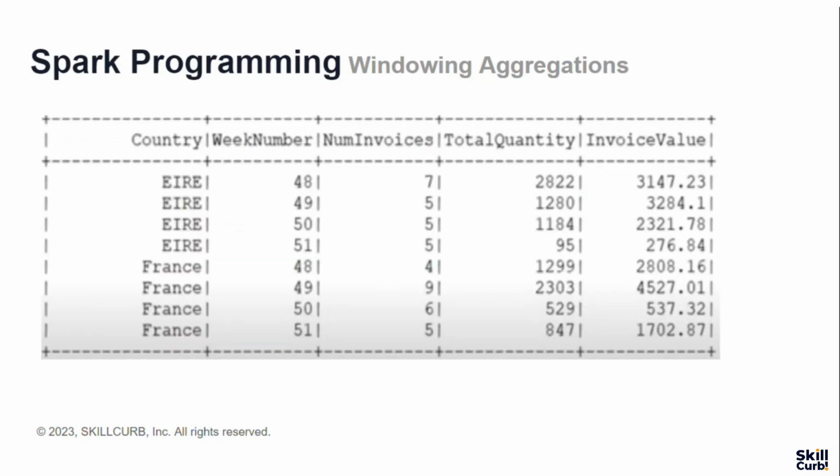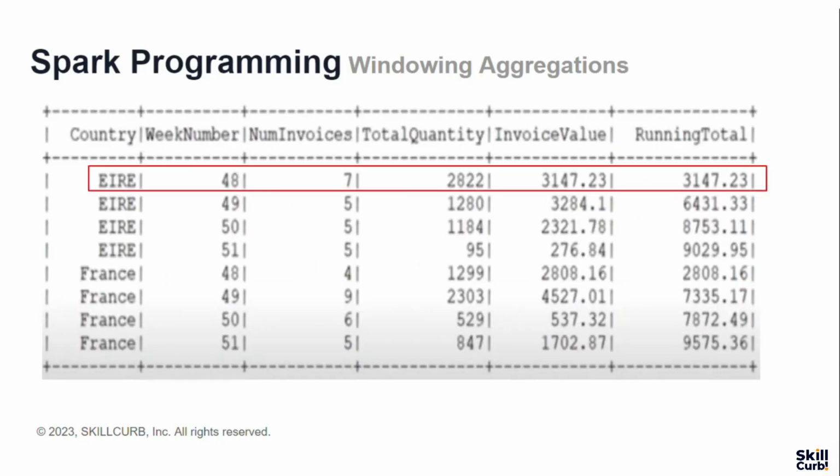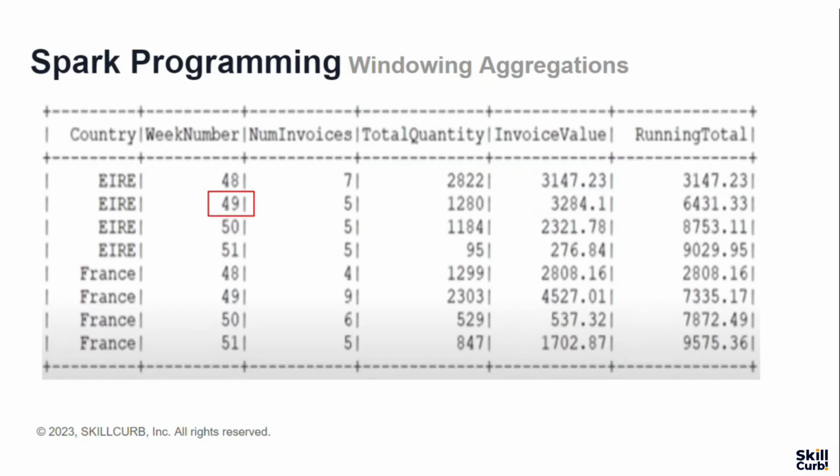We completed grouping aggregates and created the following data frame in the earlier video. However, I want to extend this example to meet the requirements to compute the running total week by week for each country. So the outcome should look like this. Here for week 48, the running total is the same as the invoice value, whereas for week 49, it is equal to the sum of invoice value of week 48 and 49. Similarly, for week 50, it will be equal to the sum of week 48, 49 and 50, and it goes on in the same way for each country.